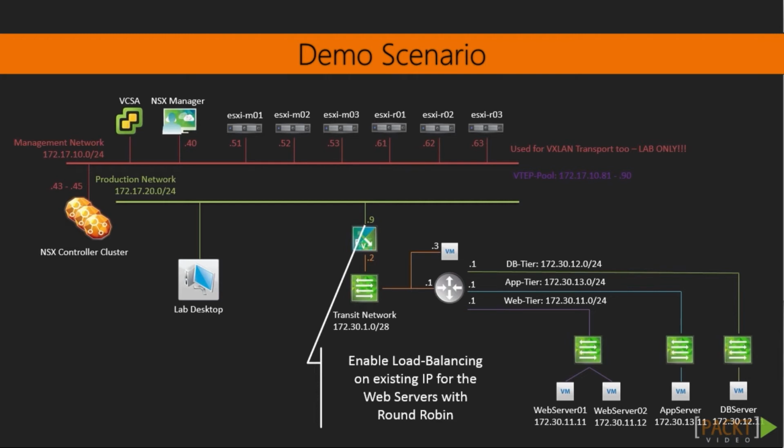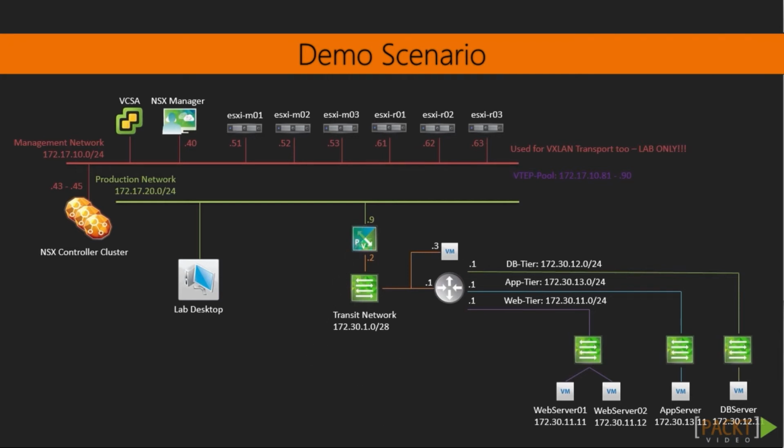We are not going to create a one-arm scenario. This is going to be a pure inline load balancing scenario. Once load balancing is set up, we will see that traffic coming from the lab desktop is going to be routed to each one of the individual web servers. So the first request would go to web server 01, second would go to web server 02, and so forth. This is as long as you don't enable any session specifics, so that you would go by source IP address or something similar like that.